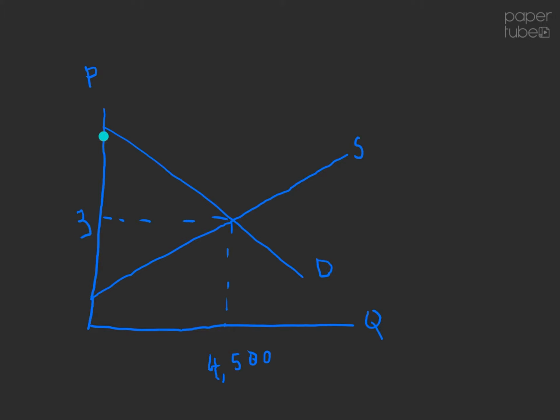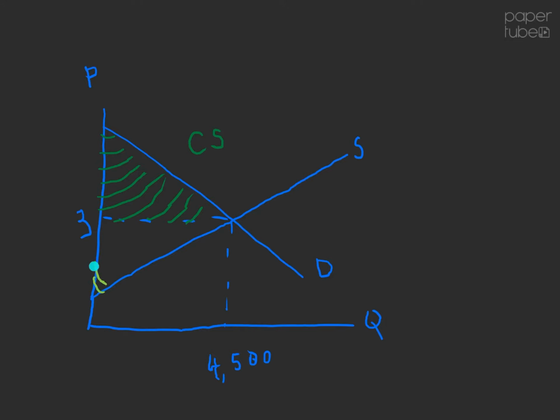Now I'm going to shade in green here the area below the demand curve and above the market price. And that is our consumer surplus. I'll label that CS, so CS is our abbreviation for consumer surplus.